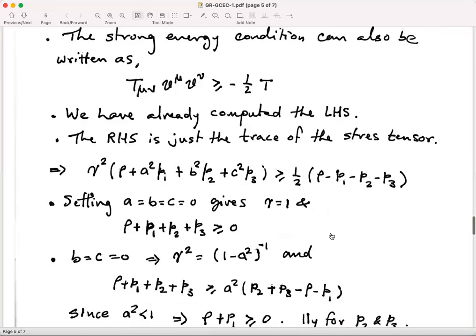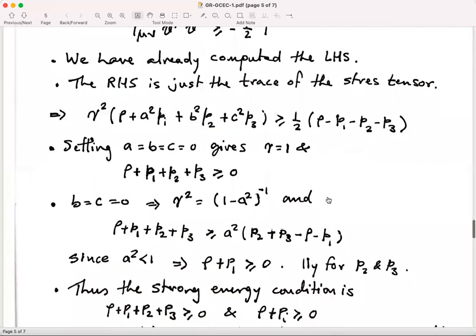Once you do that, you can simplify that expression, and you find that you get an equation which looks like this. The rho plus P1 part of the equation is easy to arrive at. The P2, P3 pieces need to be rearranged by looking at the fact that gamma squared is 1 over 1 minus A squared, and then you keep some terms on this side, other terms you push on the left hand side. Now of course, because this is a time-like vector, A squared is less than 1, and that tells you that if you use it in this equation, rho plus P1 should be greater than or equal to 0.